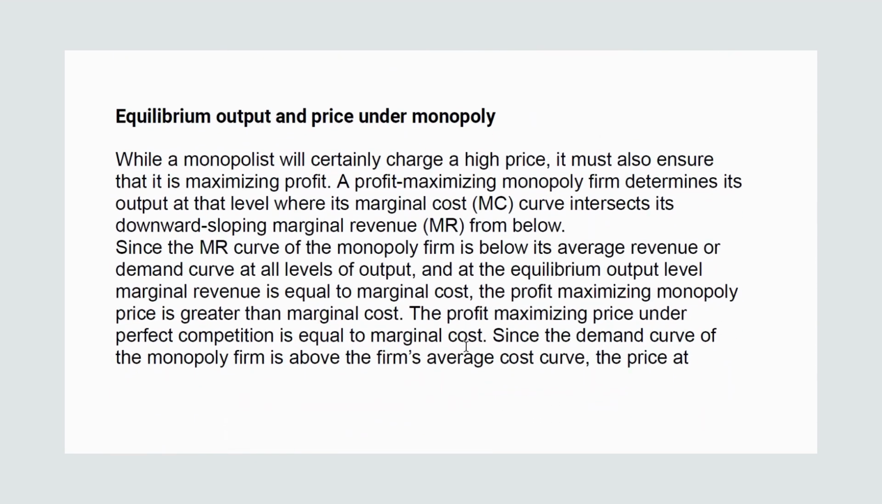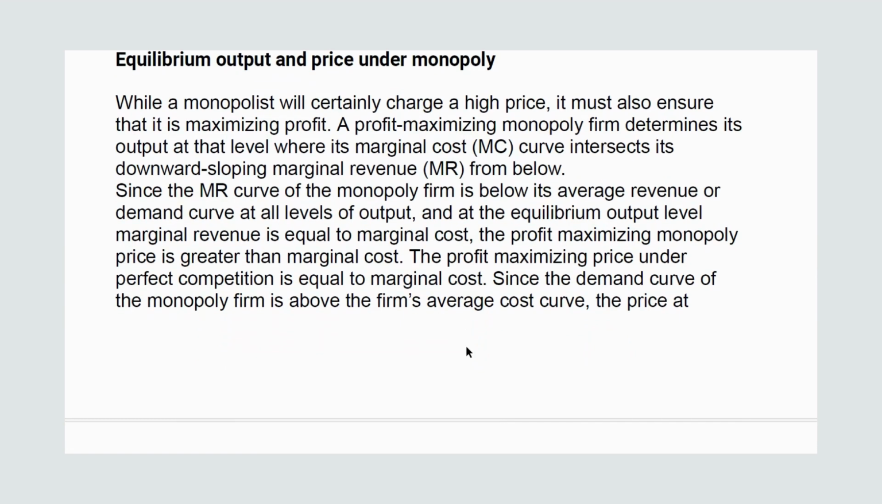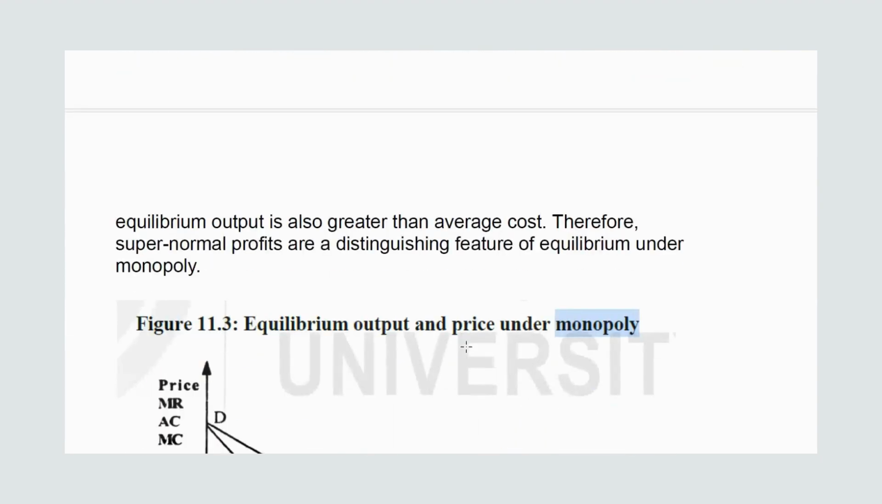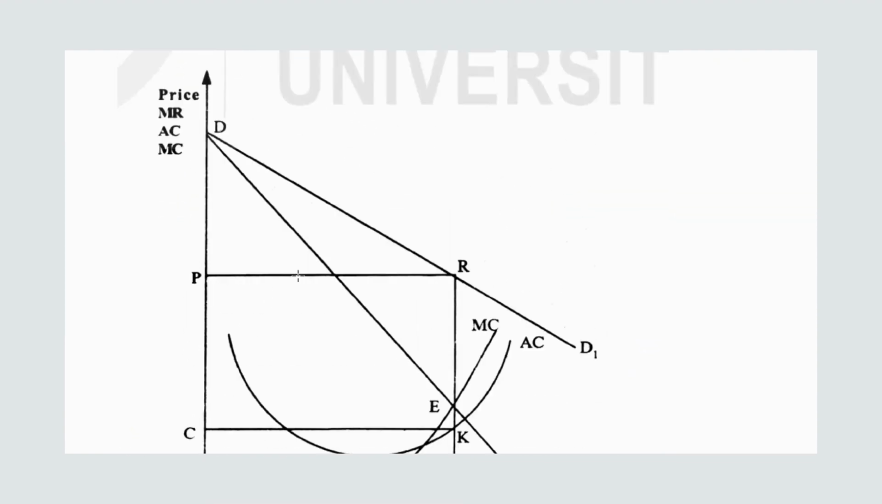In equilibrium of output and price under monopoly, a profit maximizing monopoly firm determines its output at the level where the marginal cost intersects the marginal revenue from below. Since the marginal revenue curve of the monopoly firm is below its average revenue or demand curve at all levels of output, what happens? The equilibrium output level is where marginal cost equals marginal revenue. Let's see the figure over here.